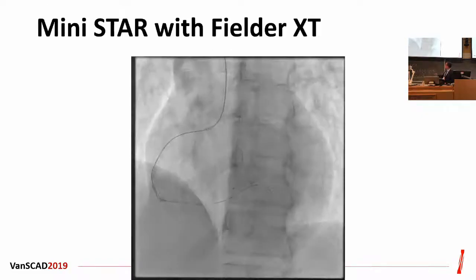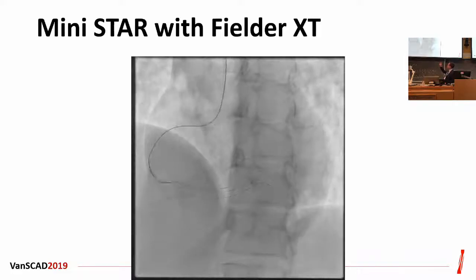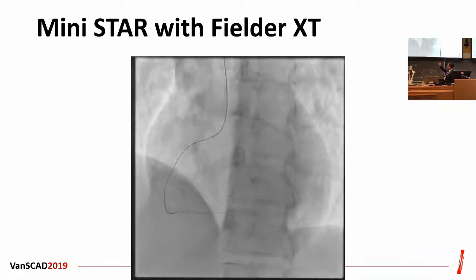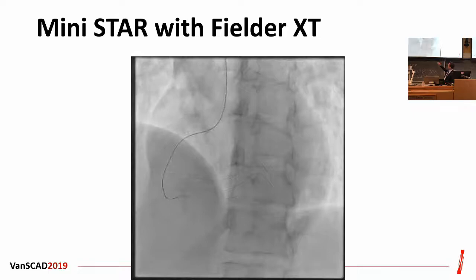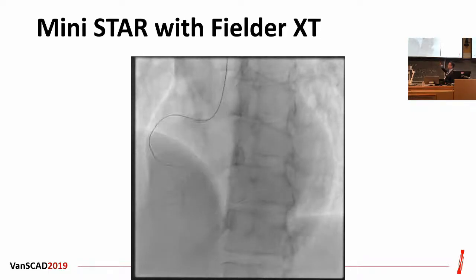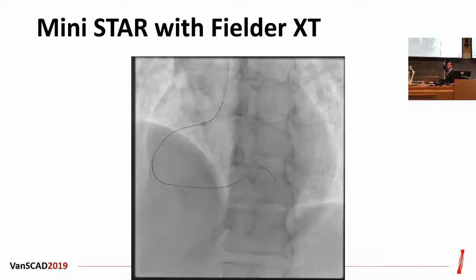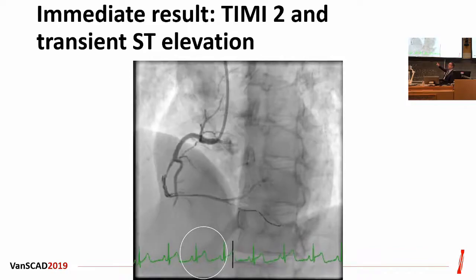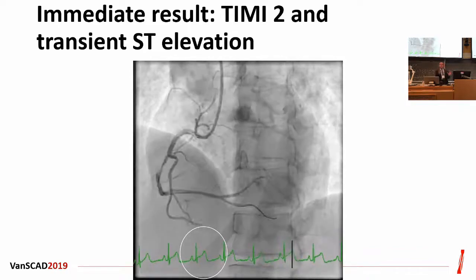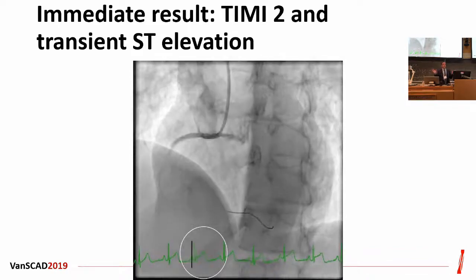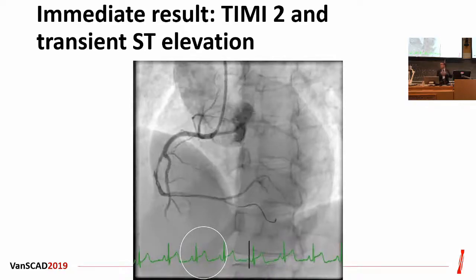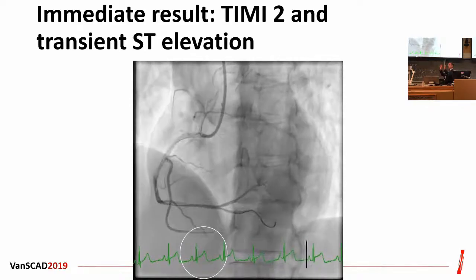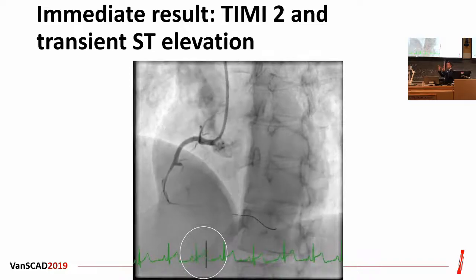Afterward, what I'm going to do, I'm going to use a Fielder XD. I'm going to push it and watch the contrast. The contrast will just clear. So contrast was in the hematoma, and with the knuckle, popped out and flew into the distal vessel. And at the same time, STs were up. So all the content of the hematoma was released, and this is full of platelet and everything. So at this time, the patient had transient ST elevation.